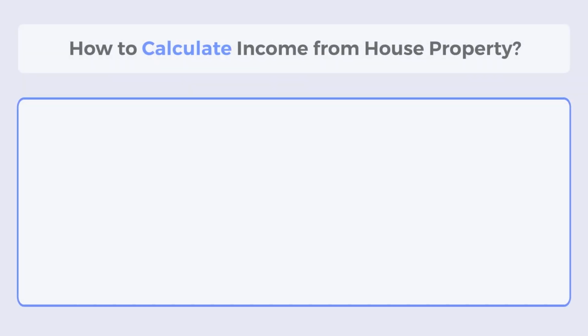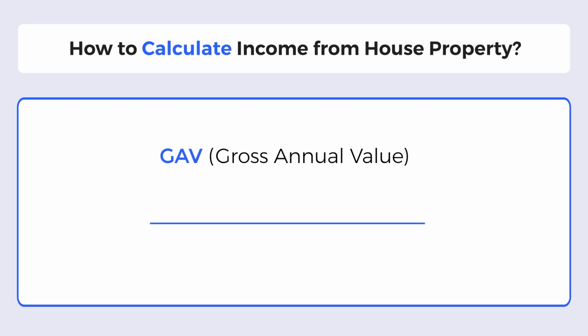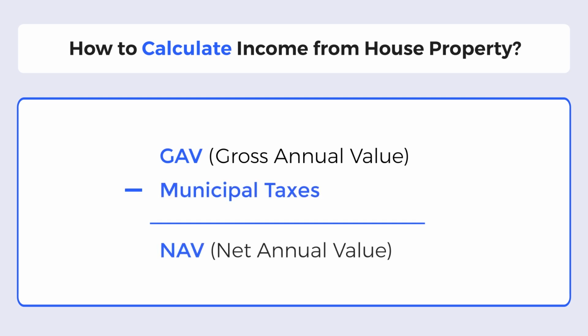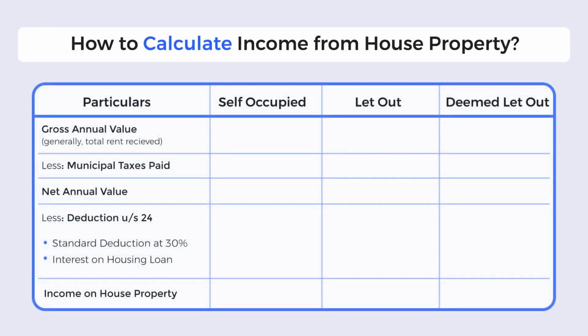To calculate income from house property, let's understand net annual value or NAV. NAV equals GAV or gross annual value minus municipal taxes. Now, how do you arrive at taxable house property income using NAV? Let's take a look. In case of self-occupied house property, GAV is nil. Municipal taxes cannot be claimed as expense. This makes NAV nil. The loss on self-occupied house property will be the interest paid on home loan.